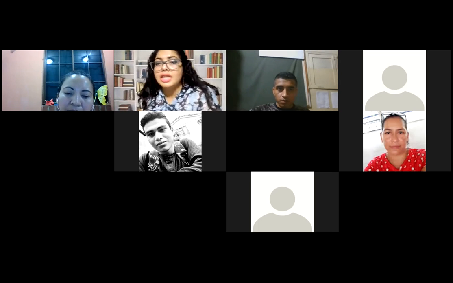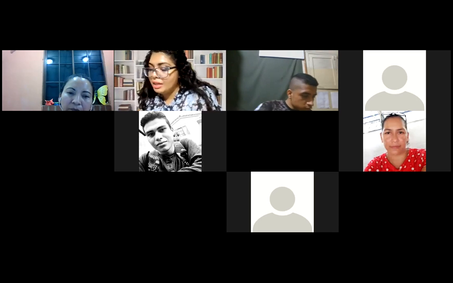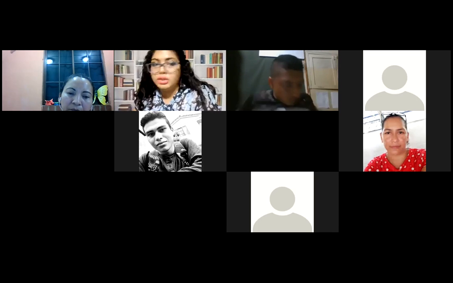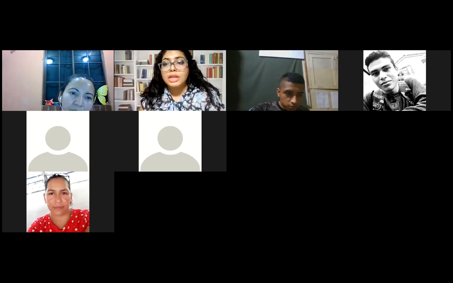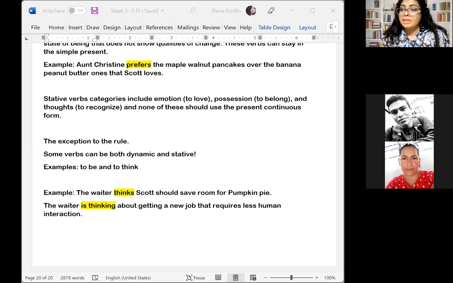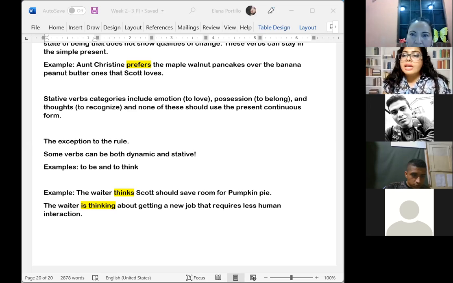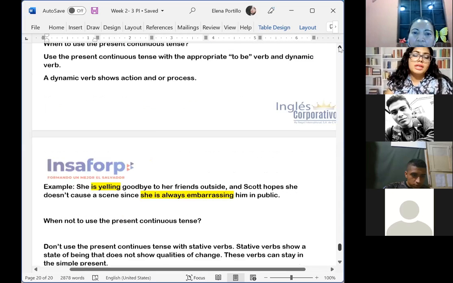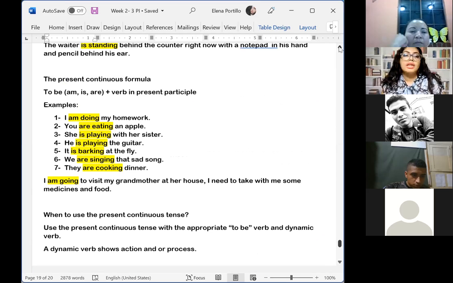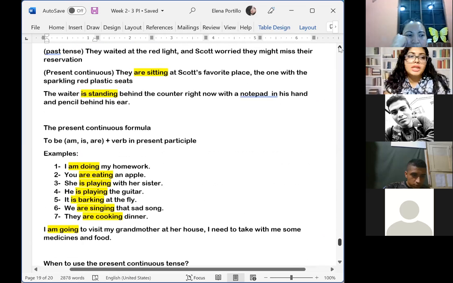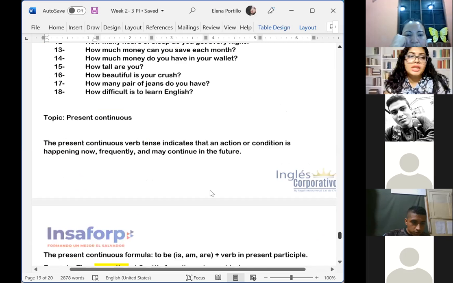And yesterday we were talking about grammatical structure. So we are going to share the screen to make a review of the topic that we were talking about yesterday. You have already in your hands the information that we were using in these sessions. We were seeing this structure of the present, the present continuous, and we have the specification for the present continuous.